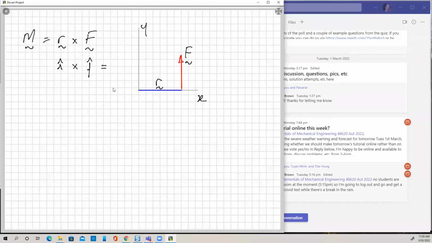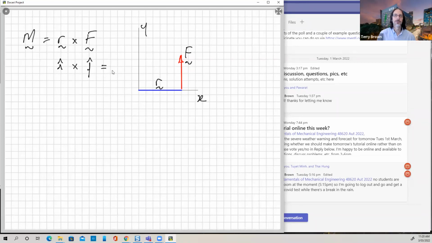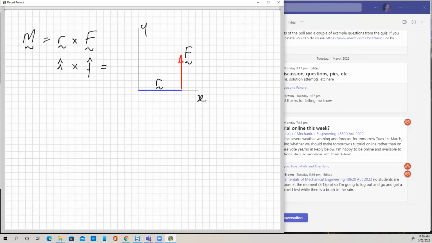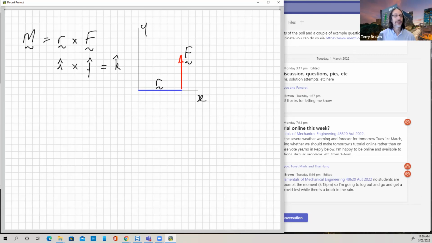Is it in the Z direction coming out? Yeah, but what's that in your unit vectors? K, right? So K, which is the Z direction. So this is X, this is Y, and this is the Z direction. So our moment is actually a vector coming out of the page in the positive Z direction. And if we use the right-hand rule, that's the direction of our moment.